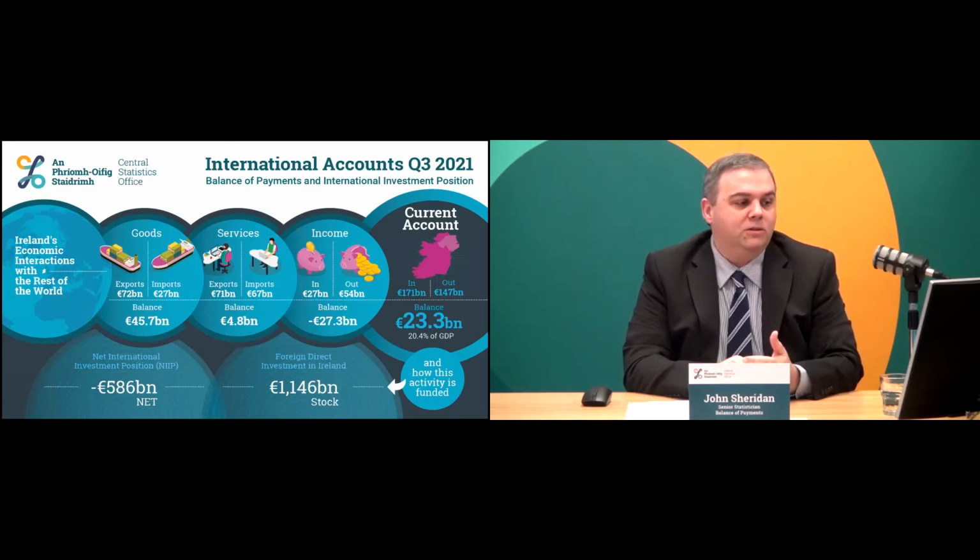Our services exports are 71 billion and our services imports are 67 billion, giving us a services surplus of 4.8 billion. And our income inflows are 27 billion and our income outflows are 54 billion, which give us a net income outflow of 27.3 billion. And these all combine to give us our current account balance of 23.3 billion euros or 20.4% of GDP. Our net international investment position is minus 586 billion euros at the end of September 2021. And our stock of foreign direct investment in Ireland stands at 1.1 trillion euros.